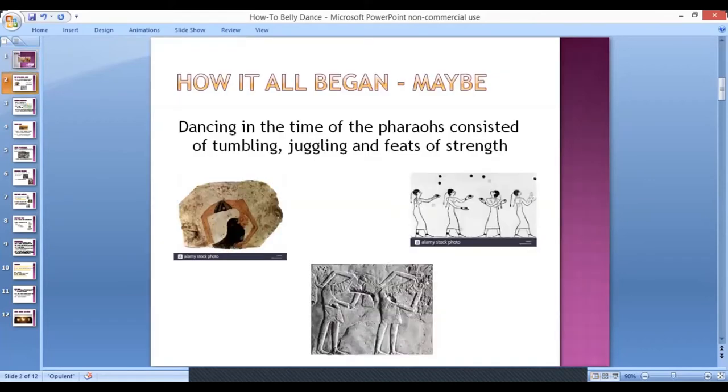So, how did it all begin? Well, maybe during the time of the pharaohs. As you can see by these illustrations, acrobatics or contortions, juggling, and couples dancing and doing feats of strength. So more Cirque du Soleil, circus-like kind of things going on, but not what we think of as dancing or belly dancing.